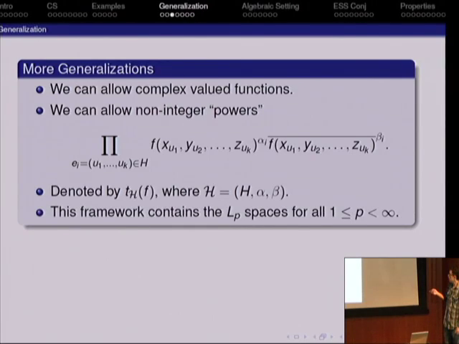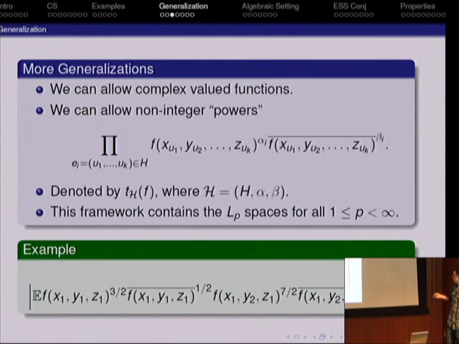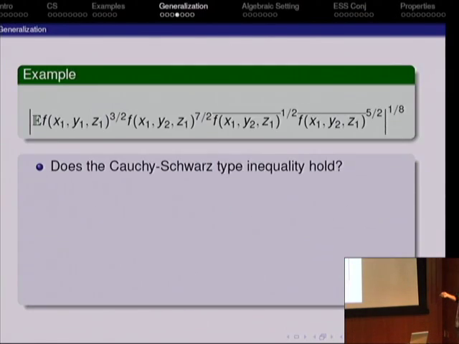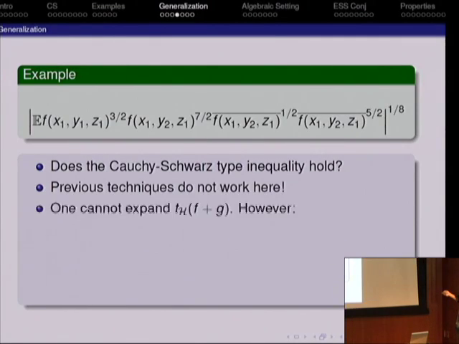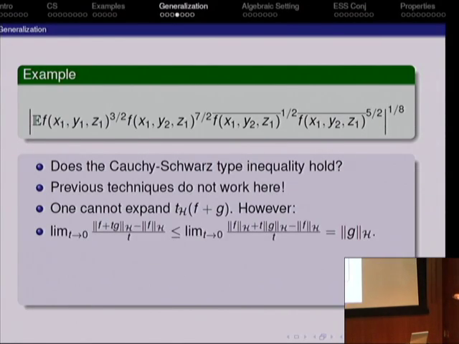And I'll denote this by the notation H_{alpha,beta} corresponding to these powers, and H is the underlying hypergraph. So we might look at some formula like this and ask whether this is a norm or not. Now, one obstacle is that the previous technique was too combinatorial to work here. Namely, we cannot just look at this f plus g and expand things. So we have to do more analytic things.